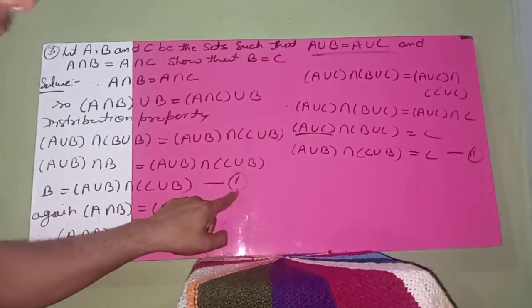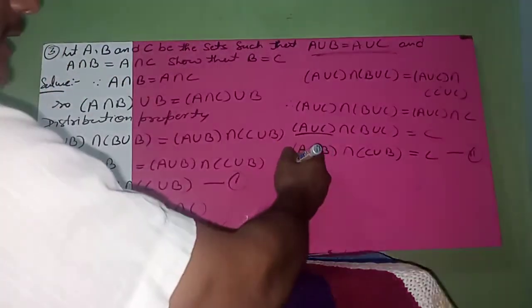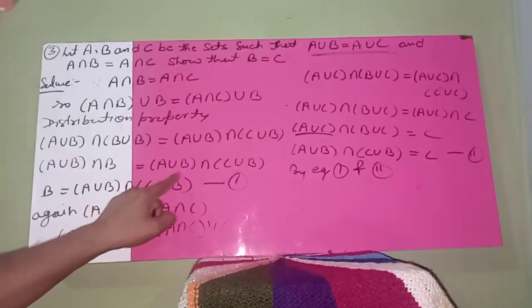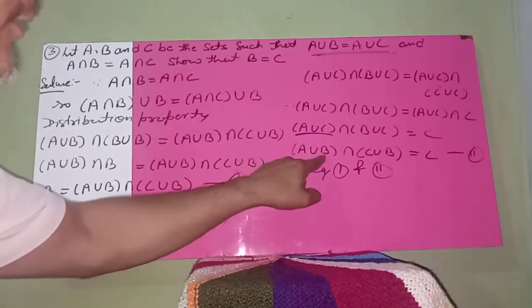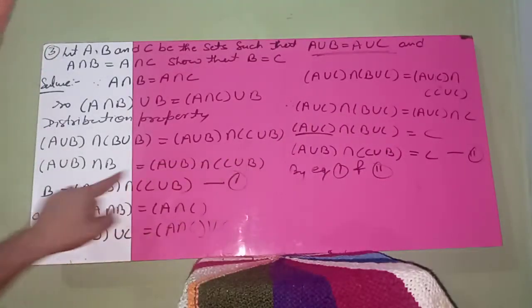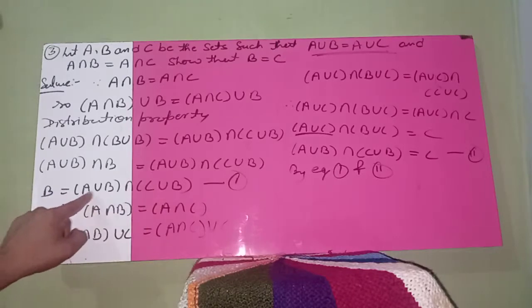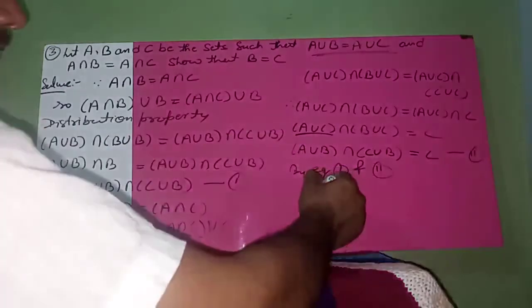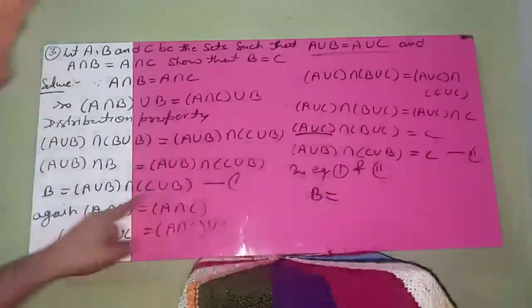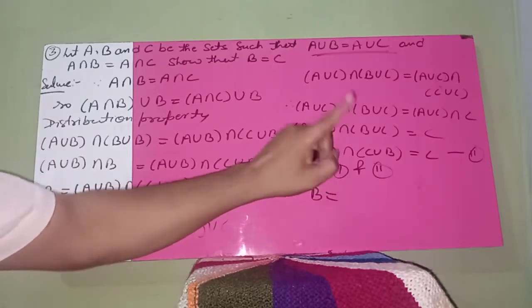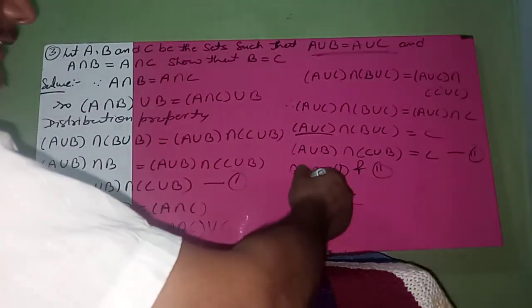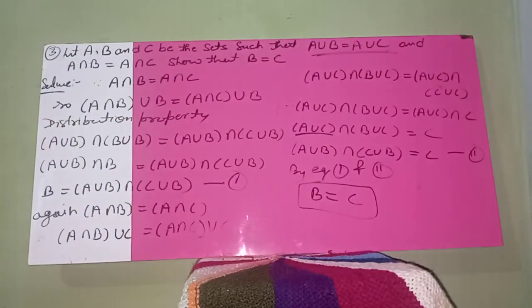So now by equation number first and second, look at its value: A union B intersection C union B. Its value is here B, and its value is here C. It means both values are the same. So we take the cancellation law. So it means set B equals set C. Okay, now make question number third.